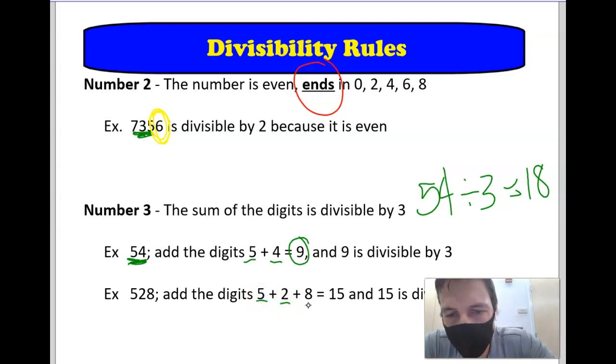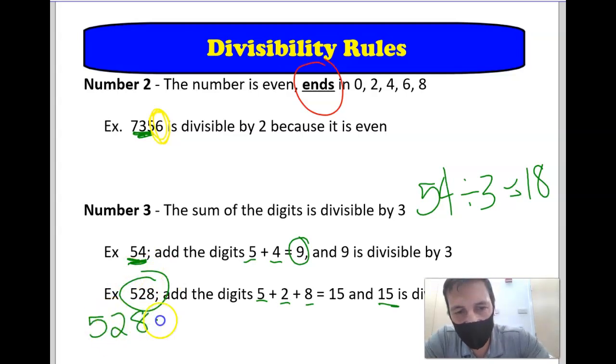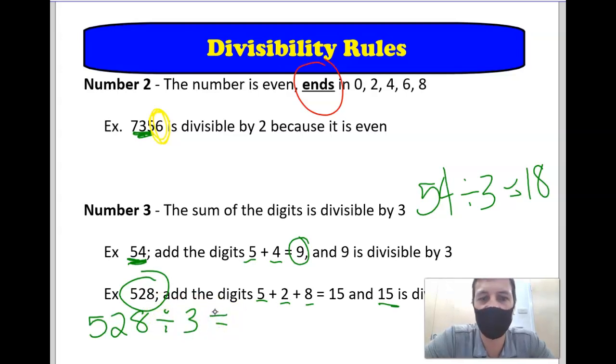And then for 528, I'm going to add all 3 of those digits. 5 plus 2 is 7. 7 plus 8, that's 15. And 15 is divisible by 3. That means this whole number, 528, is divisible by 3. And again, you can check this with a calculator. You will get a whole number.